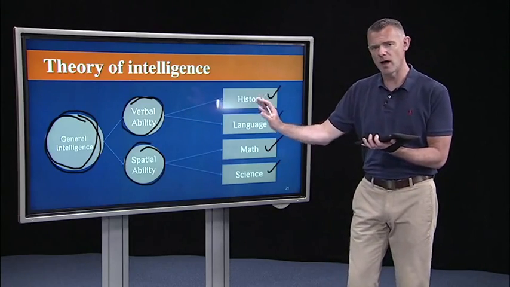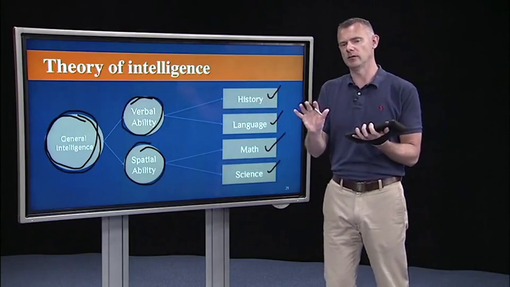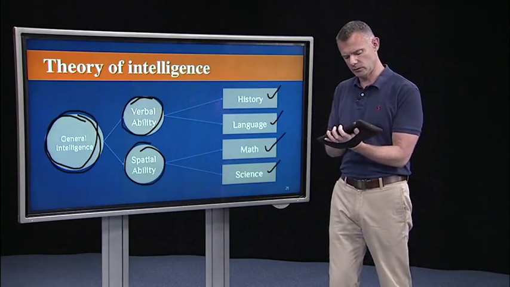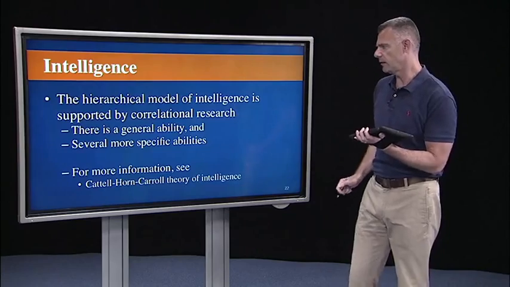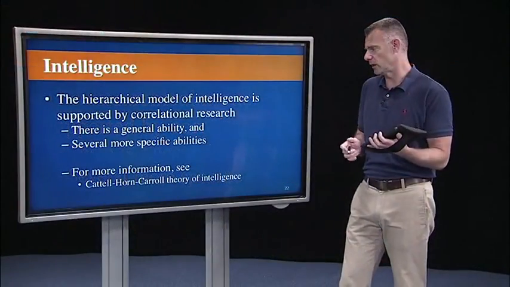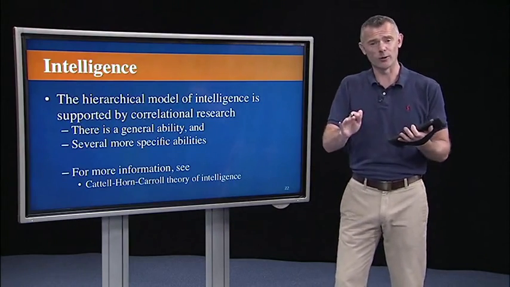This hierarchical model of intelligence is supported by correlational research, just like the Big Five factor model of personality. That's summarized in this slide. There's a general ability, and then there are several more specific abilities. You need both of those to fully account for all the patterns of correlations that we observe in these types of correlational studies. And again, I just want to use this as an example of correlational research.